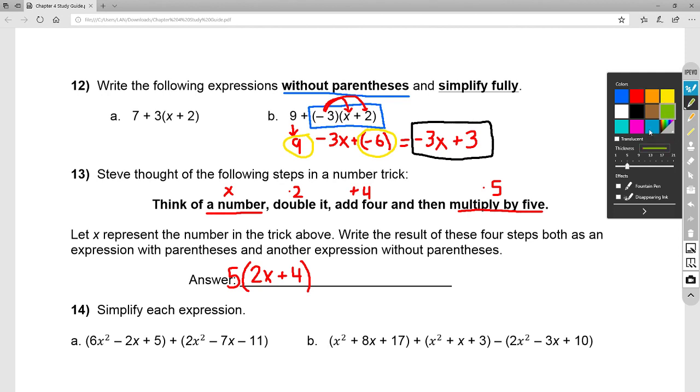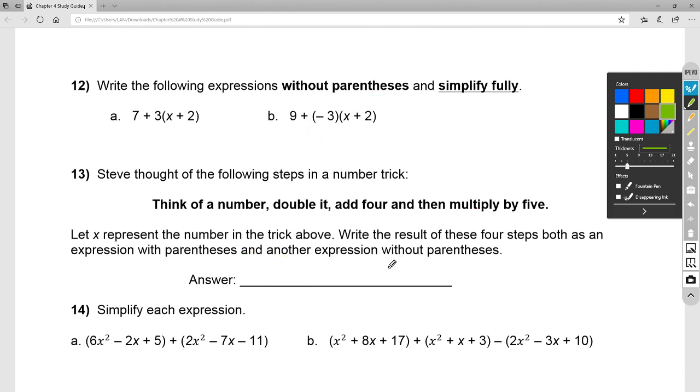Okay, then the next part says I need to write it without parentheses, so I have to take my expression and again use distributive property to rewrite it without parentheses. So here 5 times 2x gives me 10x. Okay, then the 5 times the 4 gives me 20. So my final expression would be 10x plus 20. Okay.